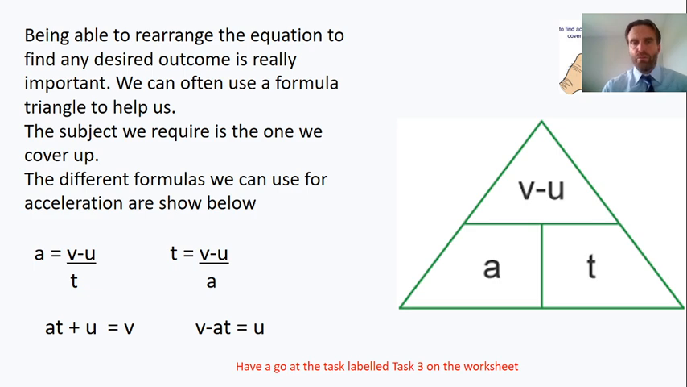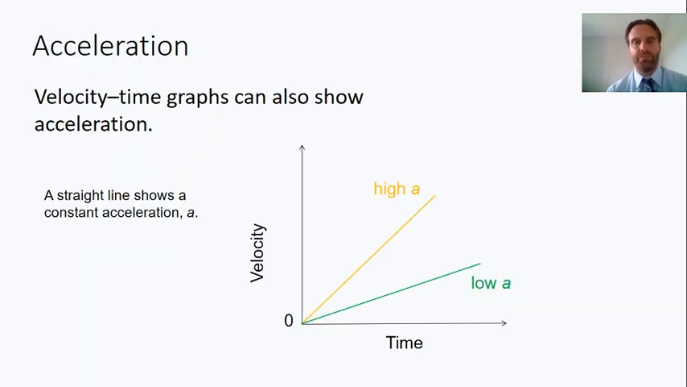Now, hopefully in your exam at foundation level, you won't need to do too much moving around with this formula. It looks a little bit more complicated than normal because we've got this v minus u on the top, but then we've got the acceleration and the time. So remember, if we cover up the a in the bottom corner, we've got v minus u over t: final velocity minus initial velocity divided by time. Use your finger, cover up the bit that you are trying to work out, which will normally be acceleration, but it could be something else. Then use the other bits to work out your answer. So have a go at the tasks labelled task 3 on the worksheet.